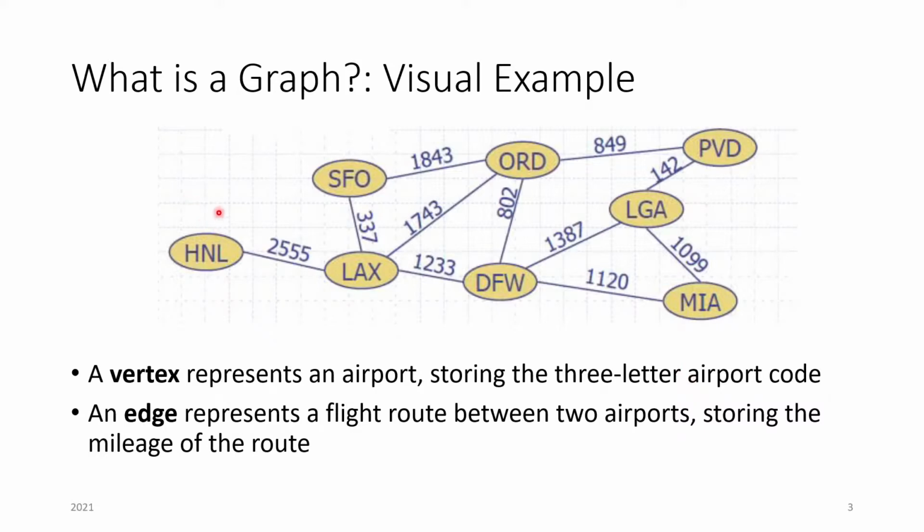So if we watch an example graph here, a vertex will be our node, where we have 3 letters for each one of the airport codes in our physical example. An edge will represent a connection between nodes. And the edge here basically has a weight. This weight would be our mileage of the route between 2 particular airports. And we can have multiple different connections between nodes, as we can see here, in any sort of graph that we're dealing with.